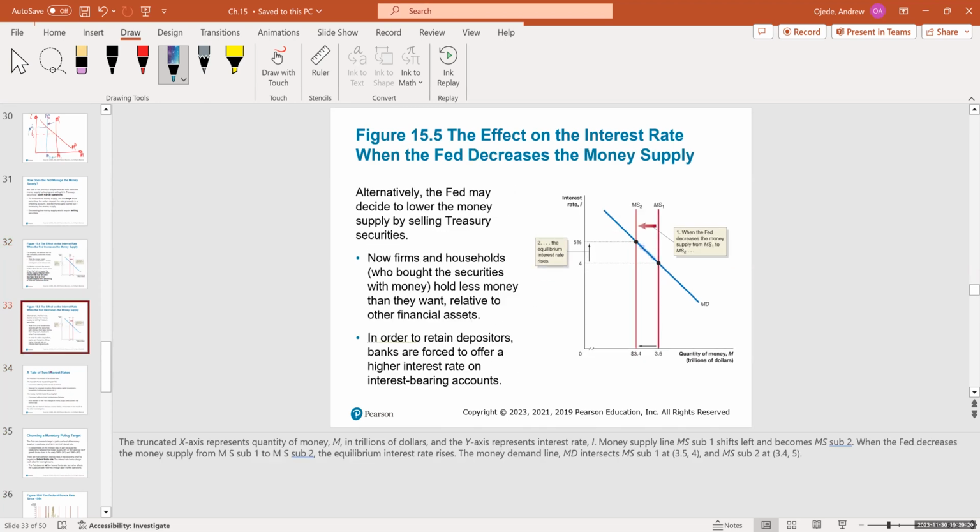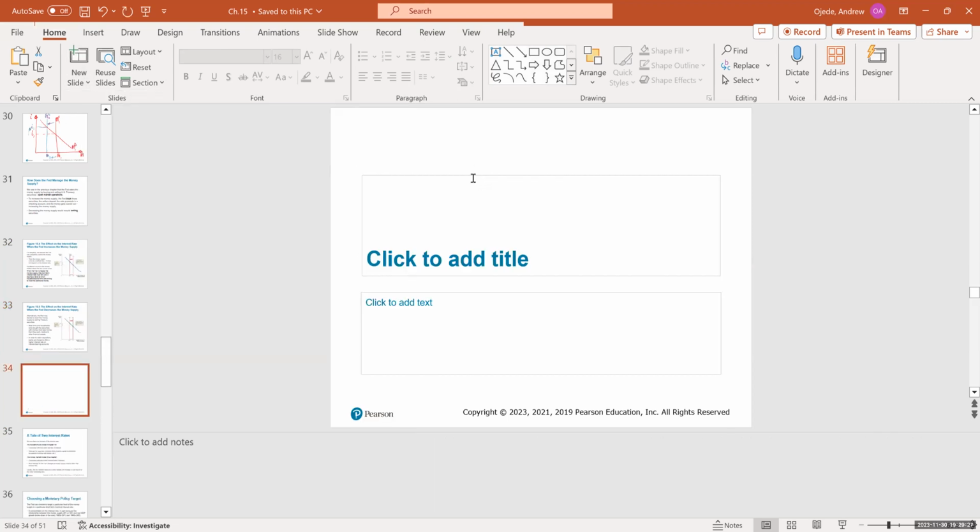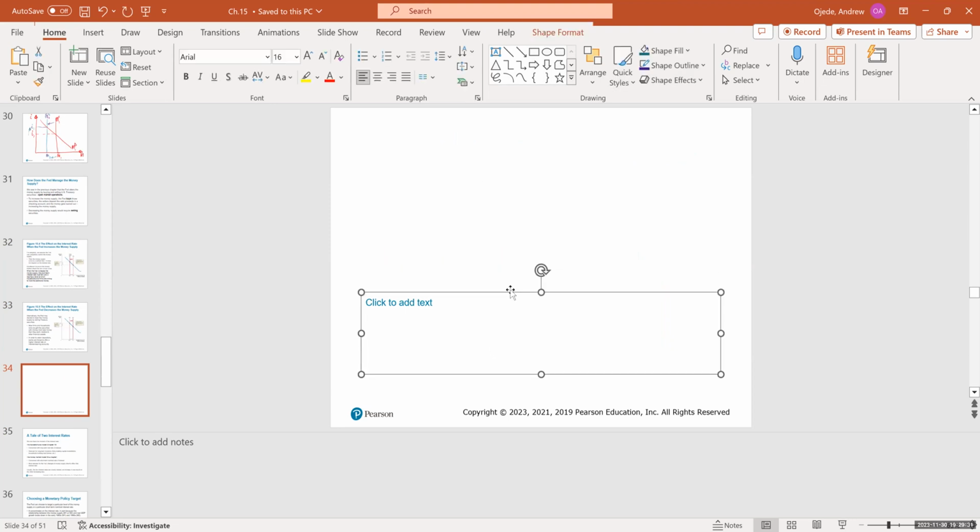But what about money demand? How do changes in money demand affect interest rates? Money demand can also change. It's not only the Fed. Okay, the Fed may not change money supply, but interest rates may go up.